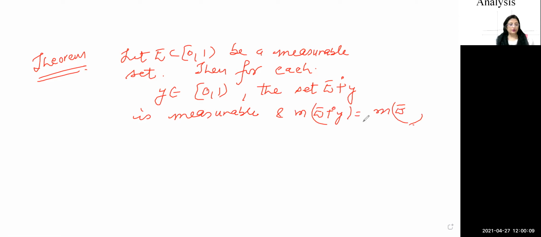So what we want to prove is that the Lebesgue measure is invariant under translate modulo 1. What is the name of this set? Translate modulo 1. What do we want to prove? That it is Lebesgue measurable and its measure is translation invariant. It is invariant, right? So let's start its proof.